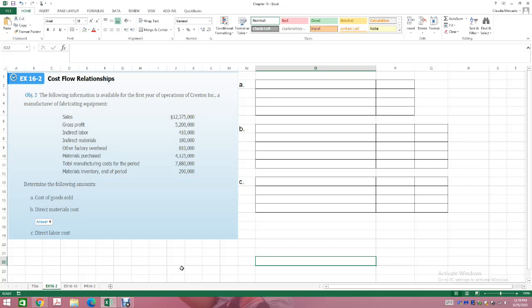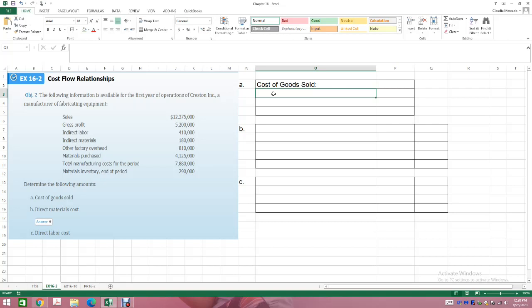I really like this problem because they give you a lot of information, and you have to think critically and use the information provided to be able to calculate what they're specifying. So the first thing that we're going to be calculating is the cost of goods sold. Remember, cost of goods sold is how much you spent to manufacture your product, whatever it is that you're selling.